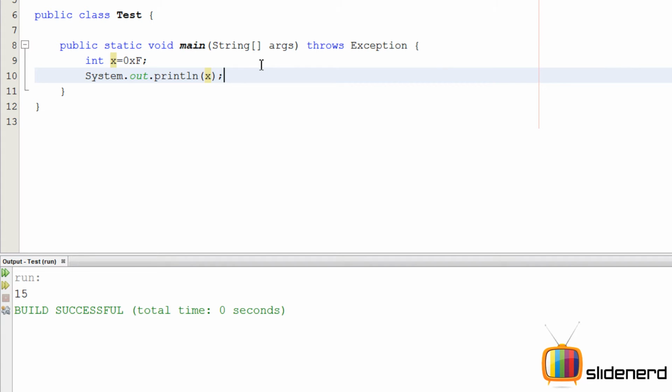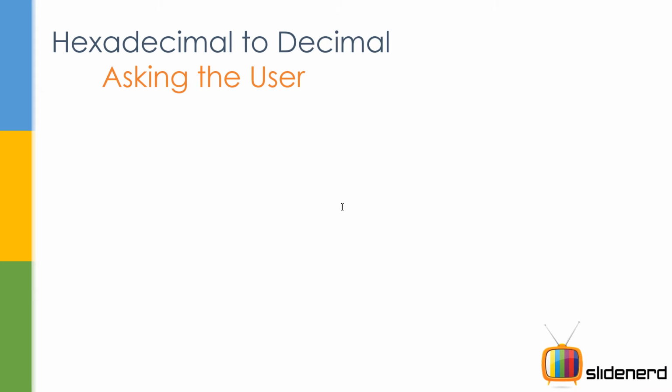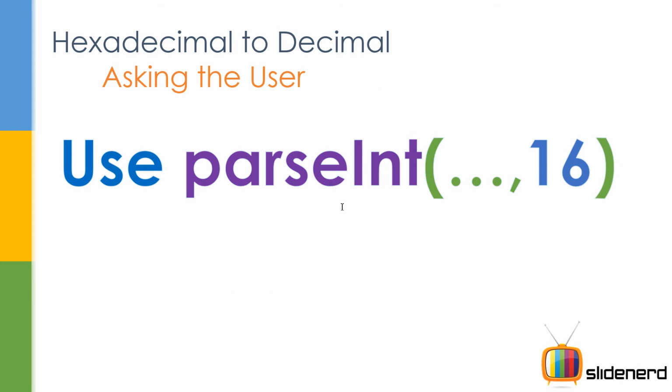Now what happens when you take input from the user? Well, let's go and find out. So coming back, I'm going to ask the user. This time I'll use parseInt with a base of 16. So let's see how that works. Go to NetBeans again and check it out.